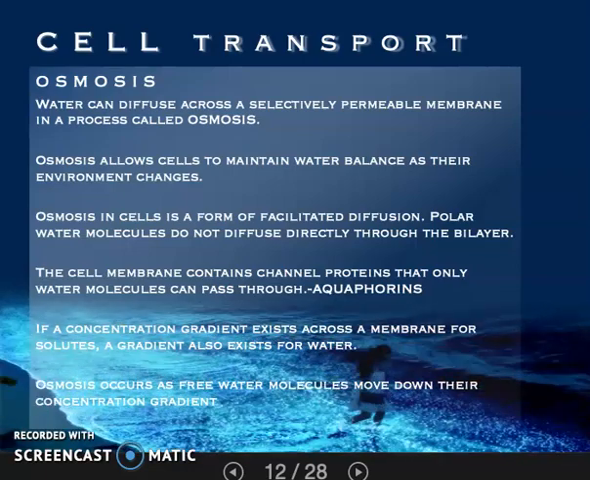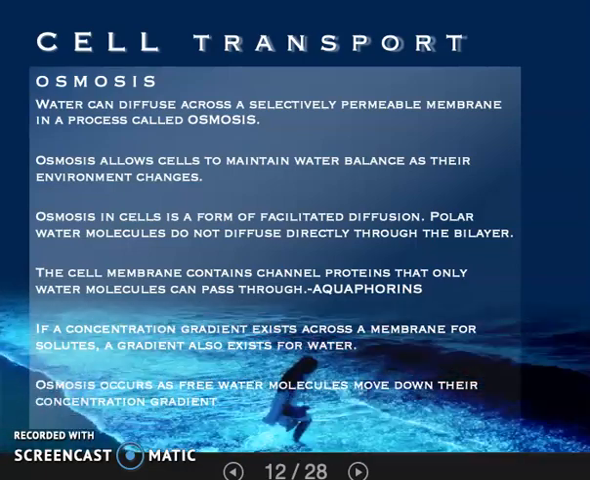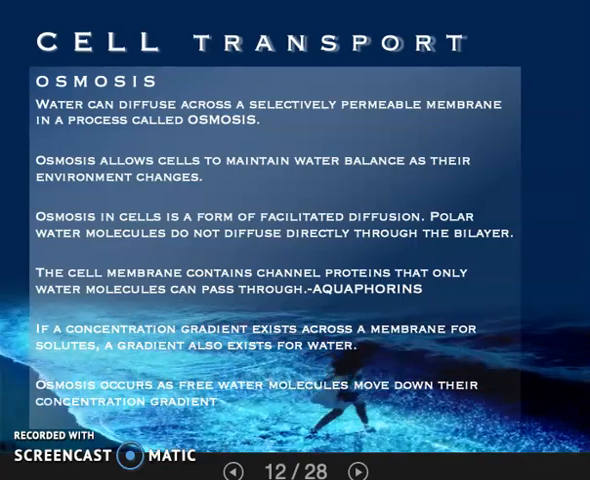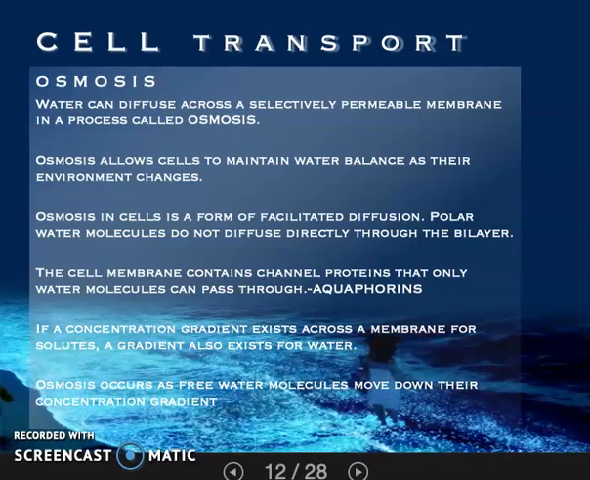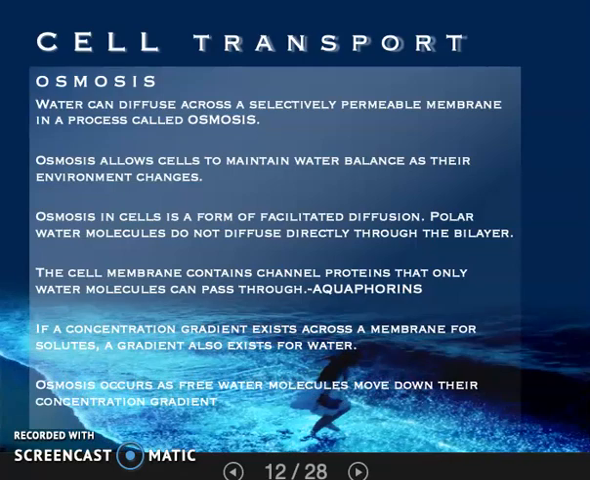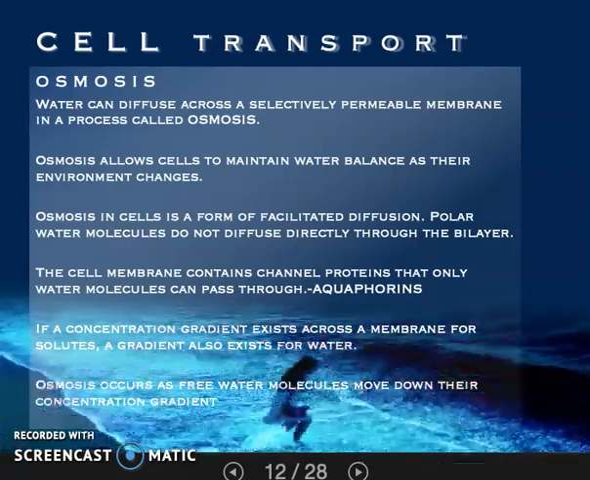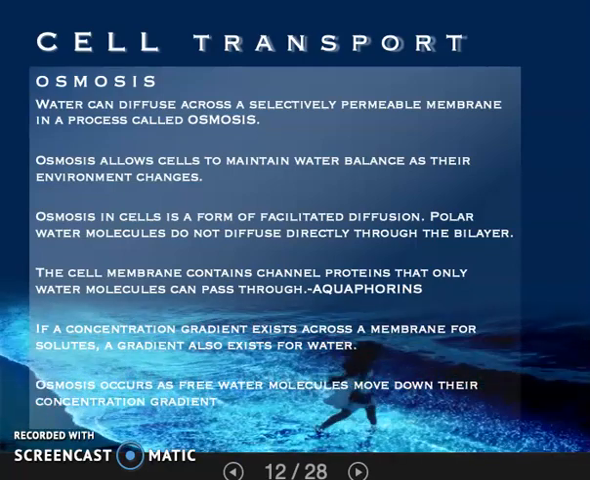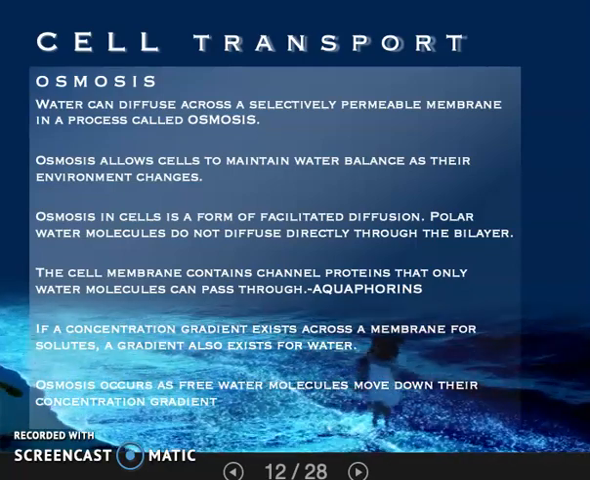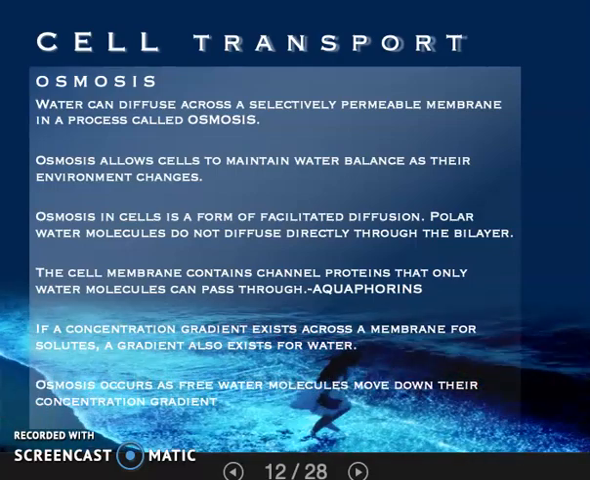Another example of a passive cell transport is osmosis. Now, osmosis, simply stated, is the diffusion of water, sometimes the diffusion of water through a selectively permeable membrane. And so remember, cells exist in a watery environment. The interior of the cell is a watery environment.